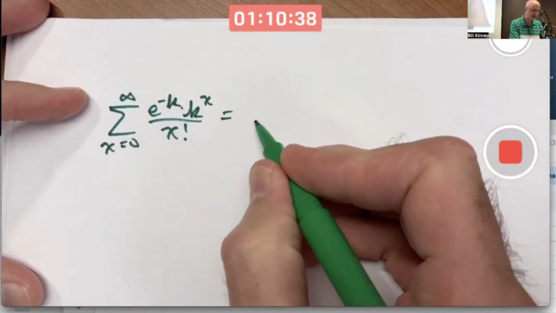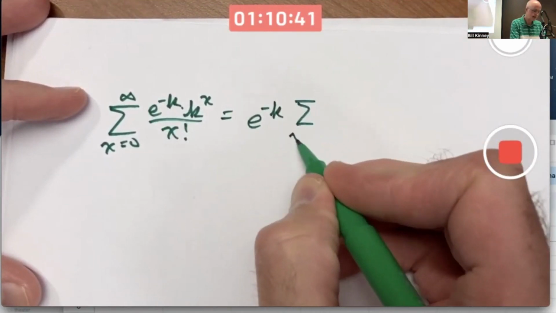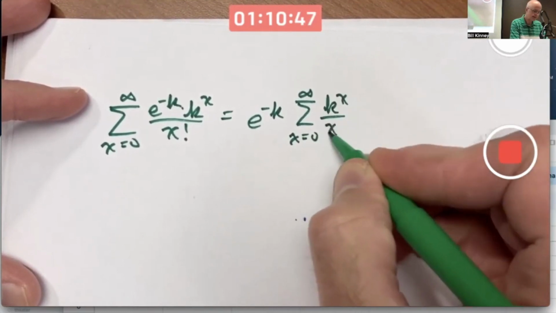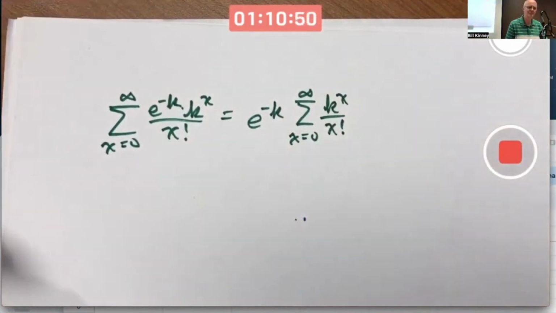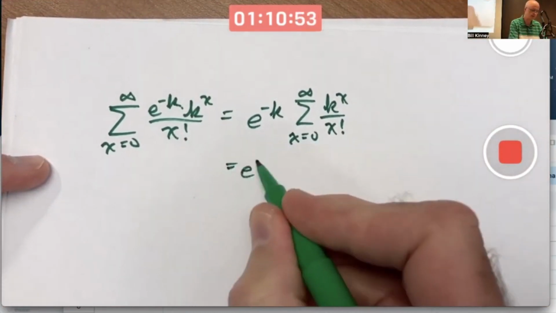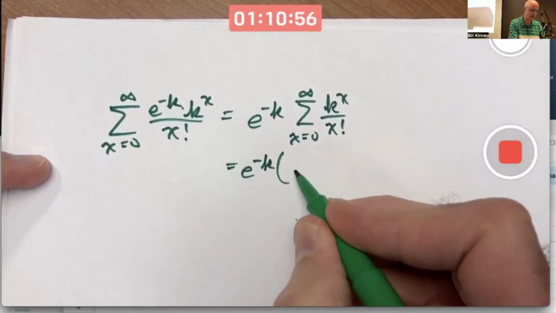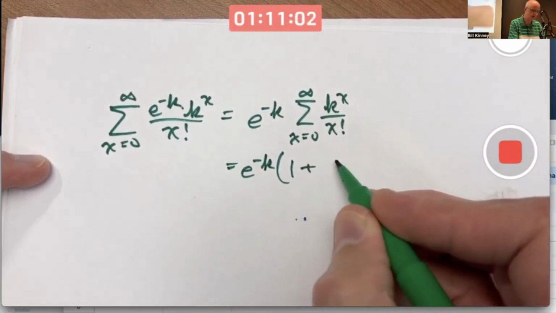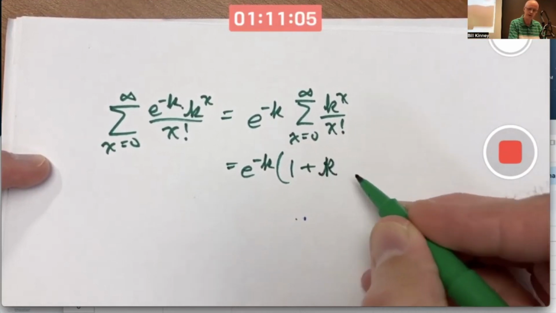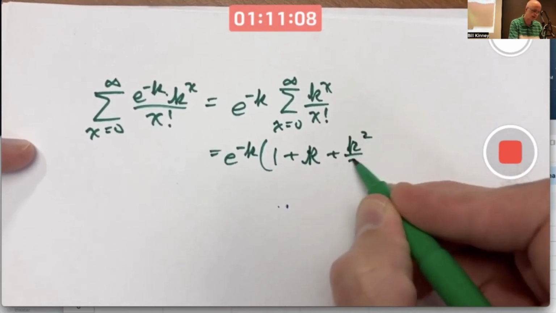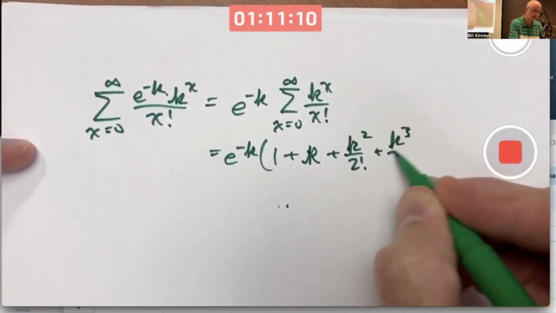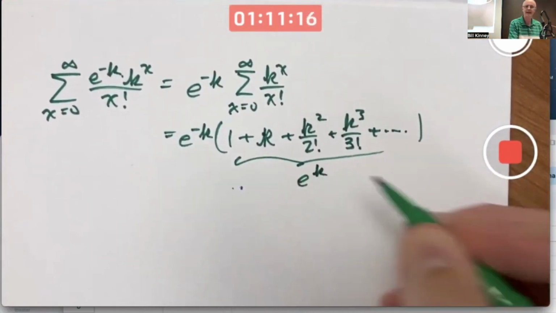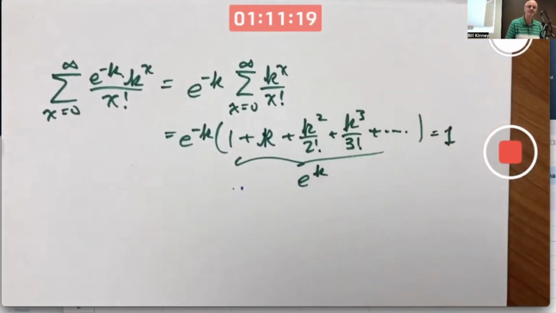The K doesn't depend on X. That can be factored out, e to the negative K. And I hope this kind of infinite series looks familiar. Well, maybe if I write it out, it would be more familiar. If there's an E there, it's got to be related to E, right? When X is 0, it's 1. When X is 1, it's K to the first over 1 factorial. When X is 2, it's K squared over 2 factorial. Oh, our favorite series from Calc 2. That's e to the K. E to the negative K times e to the positive K is 1.